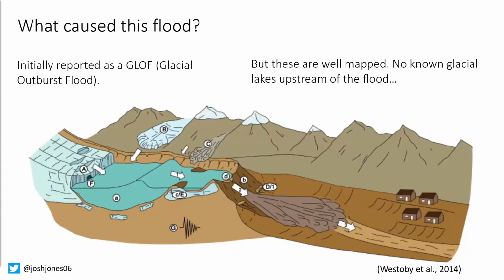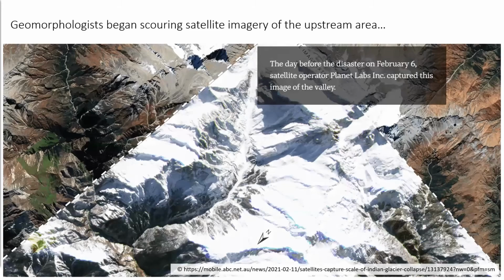However, in this case, scientists quickly pointed out that we know where most glacial lakes are. They're very well mapped. And actually, we knew that there weren't any glacial lakes upstream of this particular flood event. So this seemed to be a very unlikely explanation. To try and find the cause of this event, geomorphologists began looking through satellite imagery upstream of the flood. Now, this satellite image shows an area just upstream of the dams that were destroyed on the day before the disaster. And this looks fairly uninteresting. This is just some snow-covered mountains, nothing particularly exciting to see.